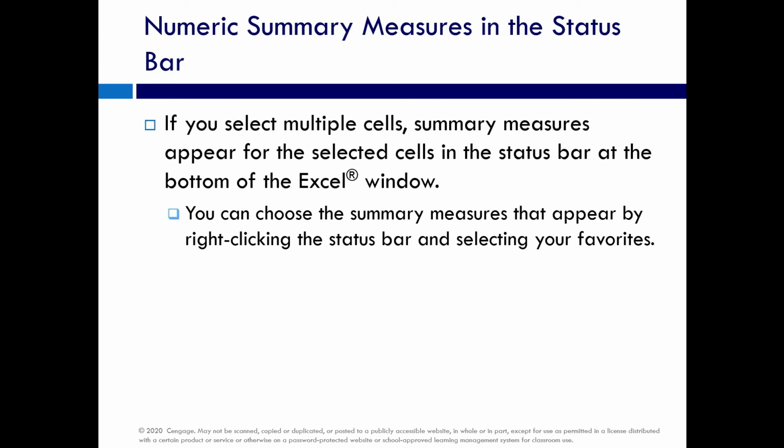Numeric summary measures in the status bar. If you select multiple cells, summary measures appear for the selected cells. In the status bar at the bottom, you can choose which summary measures appear by right-clicking the status bar.